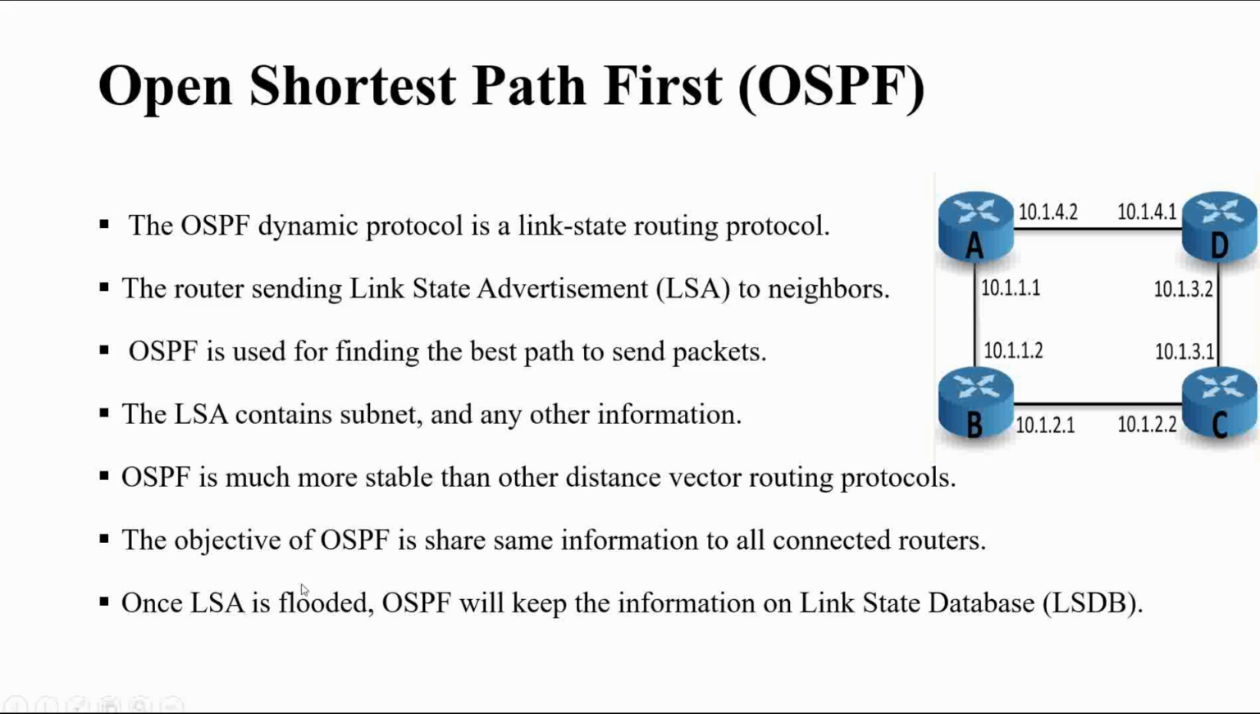The main objective of OSPF is to share the same information with all connected routers. All routers share the same information with the help of the link state advertisement, and this common information is stored in the link state database. Once the link state advertisement is flooded, OSPF keeps the information in the link state database. After it is stored, there are no periodic updates, just like RIP and EIGRP. Once flooded, all connected routers create common information and store it in the link state database, and accordingly OSPF does its work.